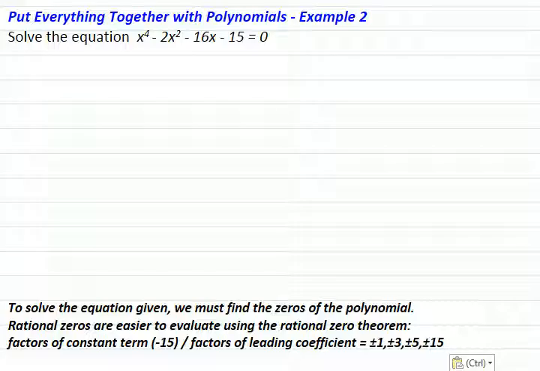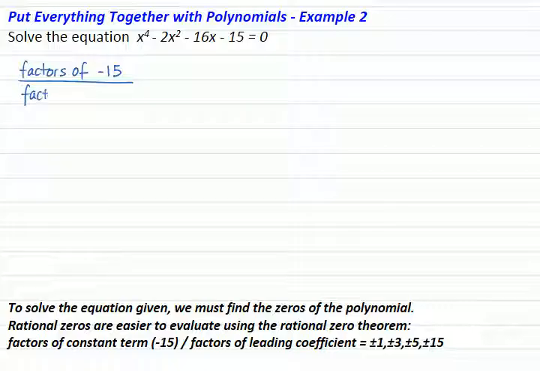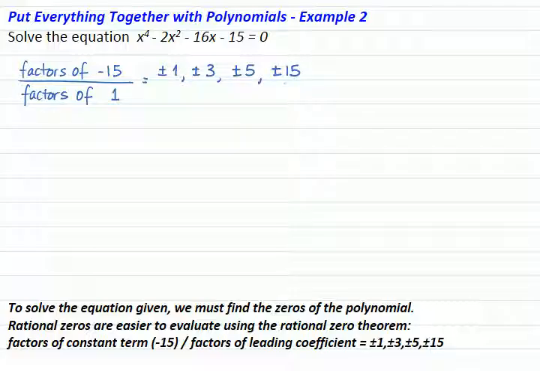Rational zeros are the easier to evaluate, so I'm going to use the rational zero theorem that says that I need factors of the constant term, which is negative 15, over factors of the leading coefficient, which is 1. So these possible rational zeros are plus or minus 1, plus or minus 3, plus or minus 5, and plus or minus 15. And I can plug those into my calculator and check if they give me 0.